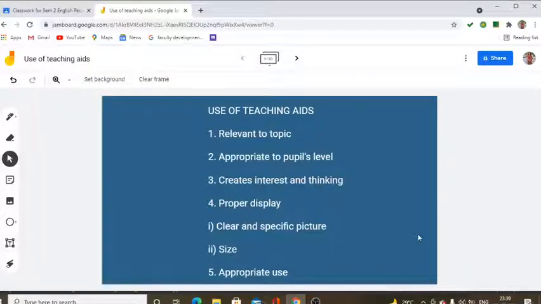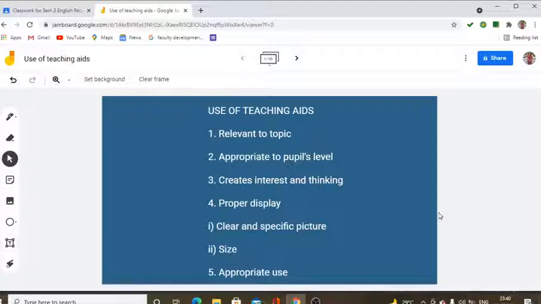Hello students, now I am going to explain to you the use of teaching aids. This particular skill has 5 components: relevant to topic, appropriate to pupils' level, creates interest and thinking, proper display, which again comprises of clear and specific picture and size, and finally the 5th component, appropriate use.